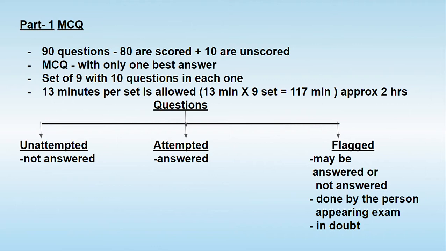What do I mean by scored? Only the marks of the 80 questions are evaluated, while the 10 questions are kept randomly, and no grade is given for those remaining questions. But you will not be able to distinguish between the scored and the unscored questions. So you have to answer all 90 questions.